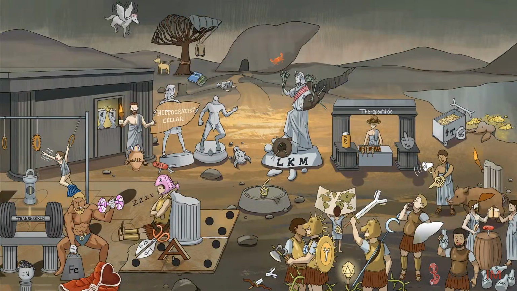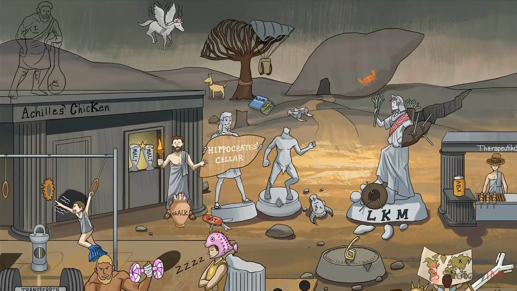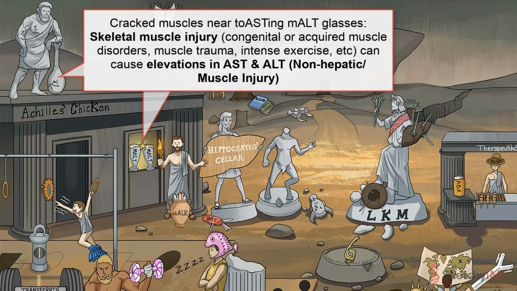But what if this second round of testing also fails to reveal a cause for the AST and ALT elevations? Well, consider looking outside the liver. As it turns out, elevations in AST and ALT can also come from skeletal muscle. Congenital and acquired muscle disorders, as well as muscle trauma or intense exercise, can produce this effect. Notice this statue's cracked muscles near the toasting malt glasses.